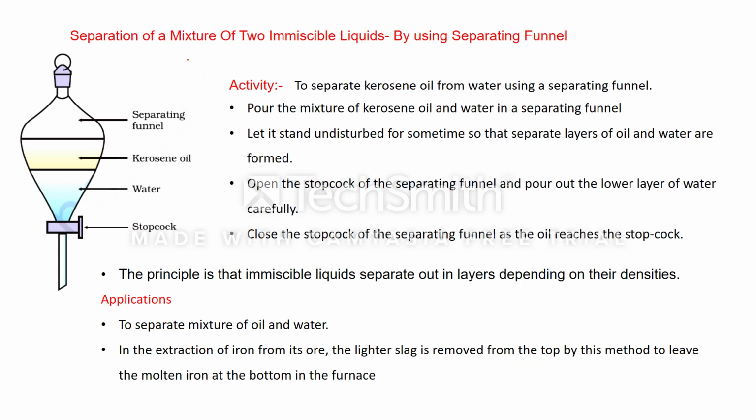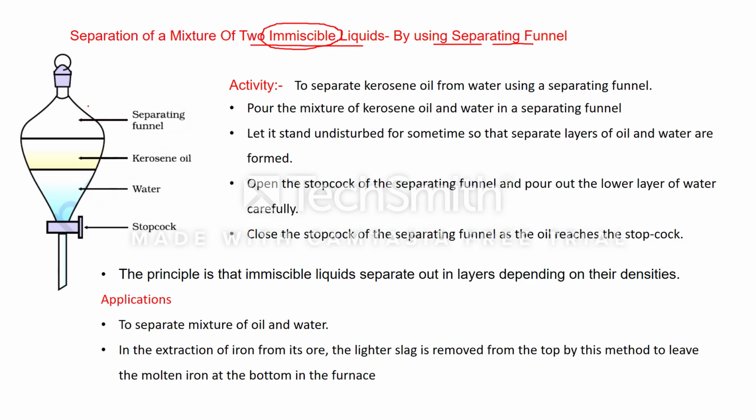Next, separation of a mixture of two immiscible liquids. Now, what is the meaning of immiscible? That is, liquids which will not mix into each other. This is the meaning of immiscible liquids. For such types of liquids, you use the apparatus called a separating funnel.